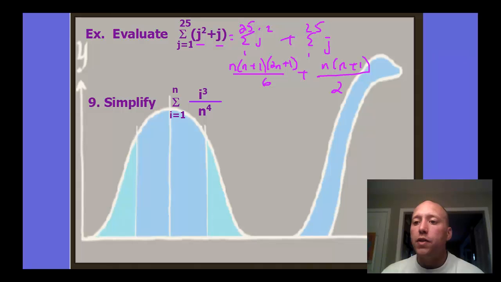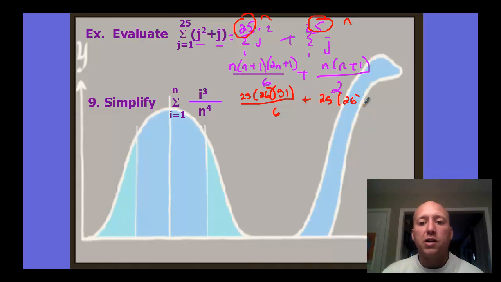and then we can plug in our n value. This upper bound, 25, is our n value. So this would be 25 times 26 times 51 all over 6, plus 25 times 26 all over 2. And then you have to evaluate that to find your sum. I'll let you finish that up.